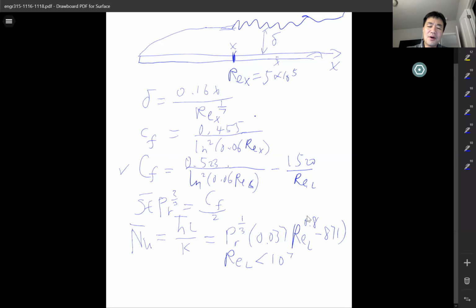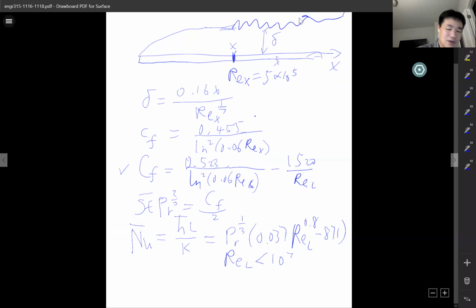In that Reynolds number range, the plate is long, but it's not very, very long. It's longer than the critical Reynolds number of 5×10⁵, but not very long. So in that median range, the overall, average Nusselt number and average heat transfer coefficient can be used. You can use this equation to calculate. Again, this is the average, including the laminar portion. The average heat transfer coefficient includes the laminar portion overall.